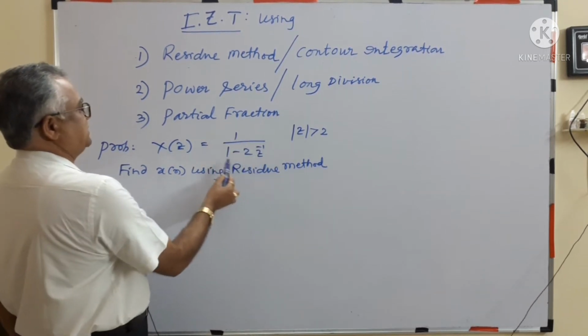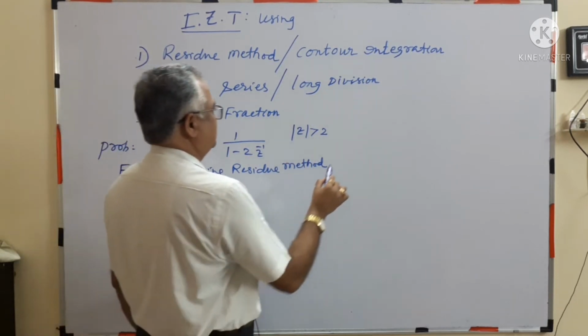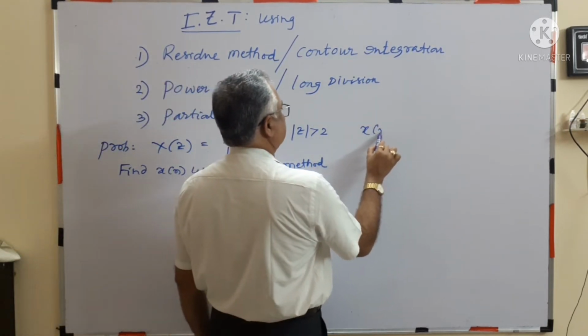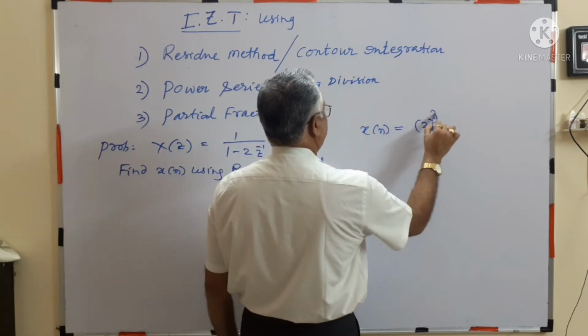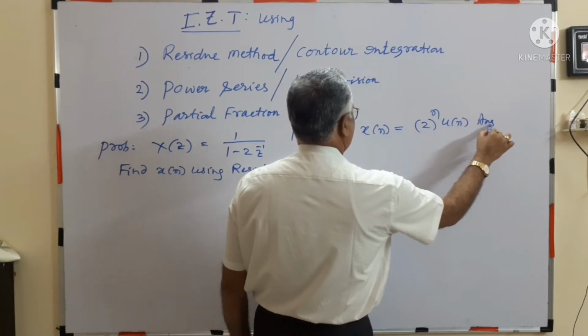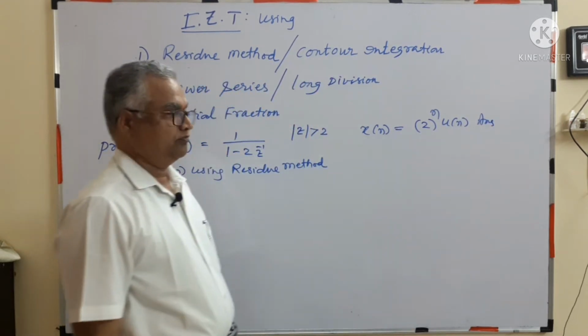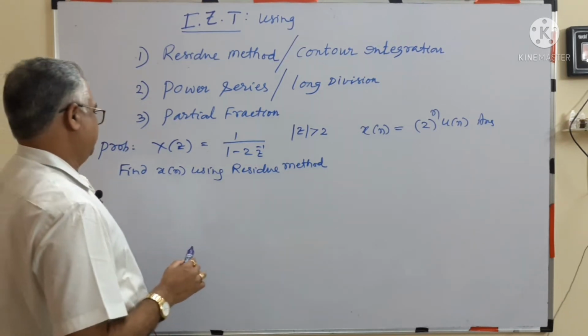This problem is very simple. Mod Z greater than 2 means right side sequence. So what is the answer? X of n is 2 power n u of n is the answer. We know this answer already. But using this method, how to find?